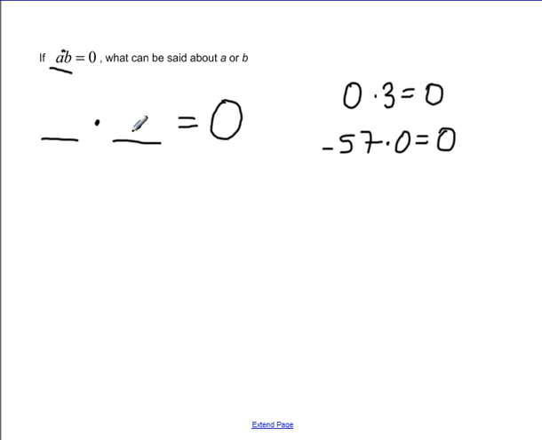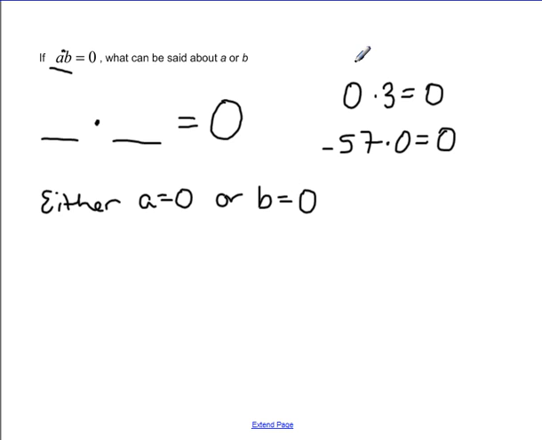And so what this tells us is that if I have two things, and here we're calling them A and B, and they multiply together to give me 0, that's telling me that either A equals 0 or B equals 0, but there's one more thing we need to consider.